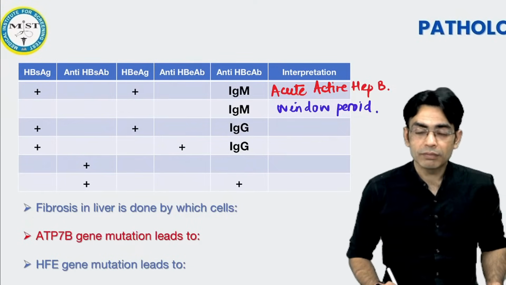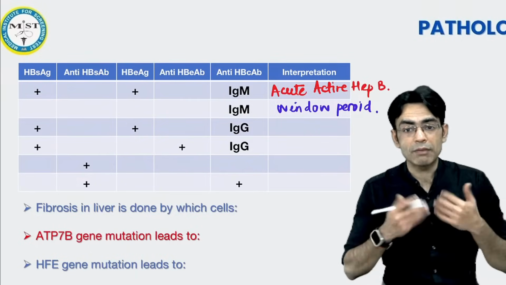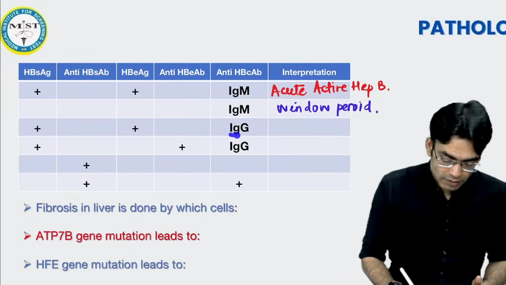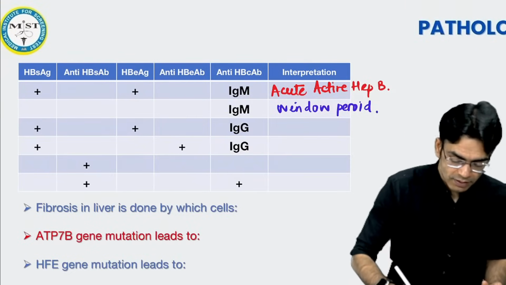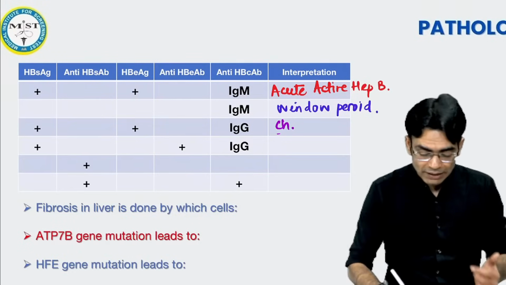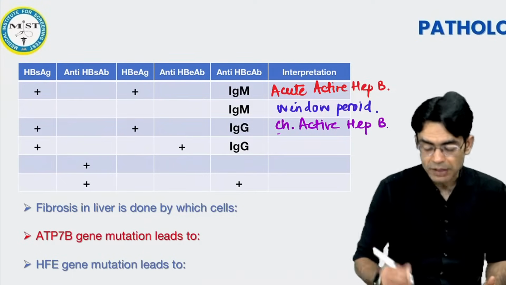HBsAg positive. So that means it is hepatitis B. Envelope antigen positive. Envelope antigen is a marker of replication. So this means it is active. But core is IgG. So whenever core is IgG, this is chronic. Because envelope antigen is there, so it is active. Virus is multiplying, and surface antigen is there, it is hepatitis B.